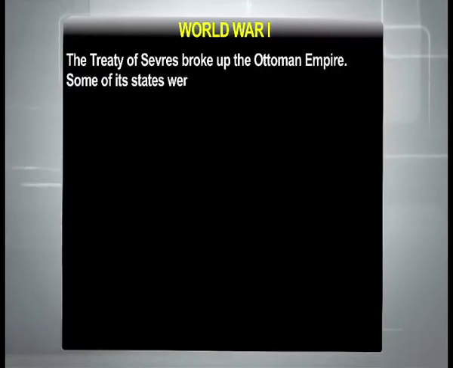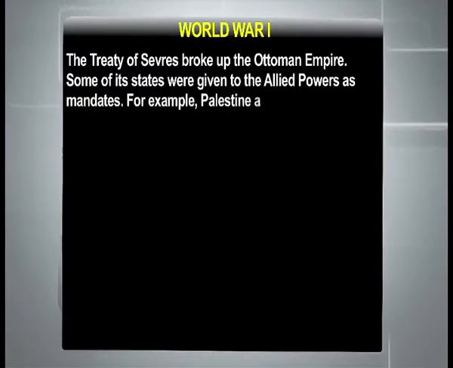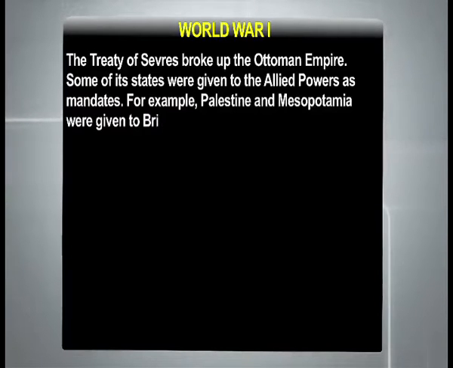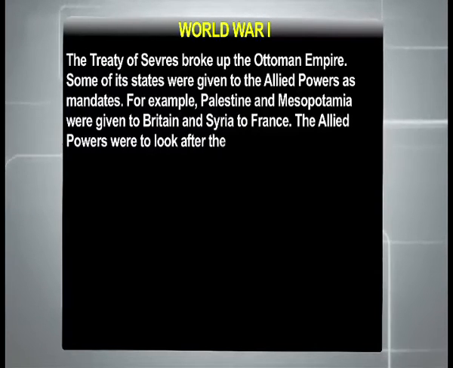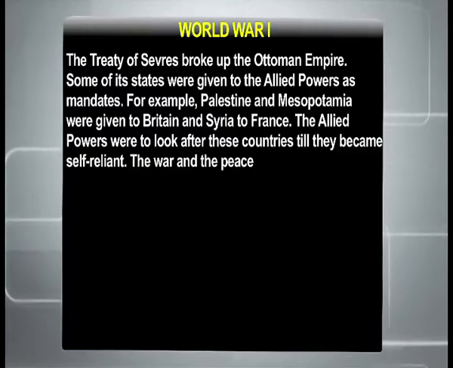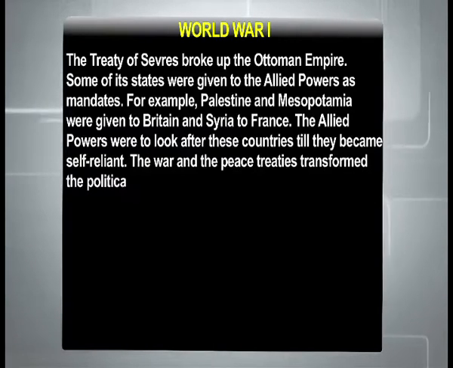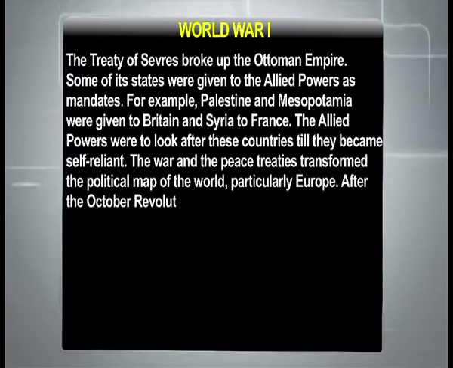Some of its states were given to the Allied powers as mandates. For example, Palestine and Mesopotamia were given to Britain and Syria to France. The Allied powers were to look after these countries till they became self-reliant. The war and the peace treaties transformed the political map of the world, particularly Europe.